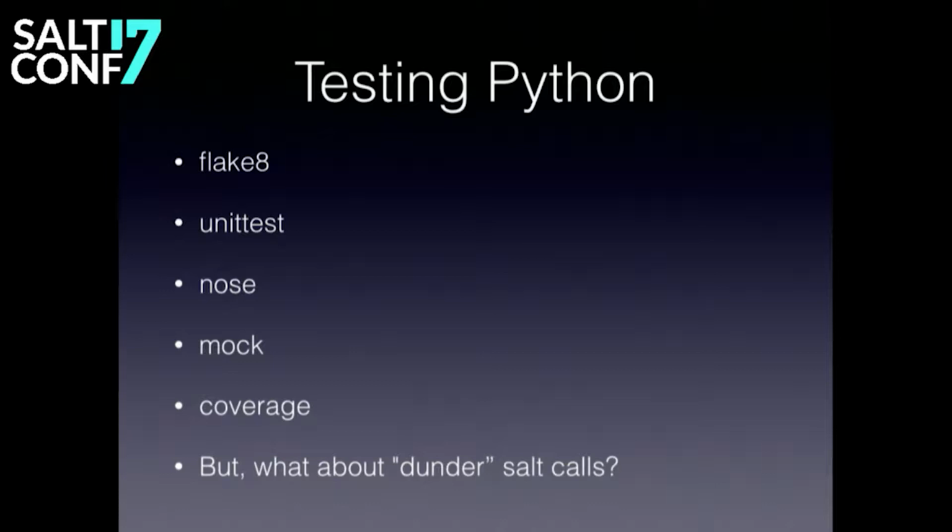Testing Python. Hopefully these all look familiar to you. Flake8 is a simple PEP8 validator. Unittest is the basic framework in which you write tests. Nose is an aggregator that figures out which tests to run. Mock is a way for you to essentially abstract out other things you might call, so your unit tests are nice and constrained. And then coverage.